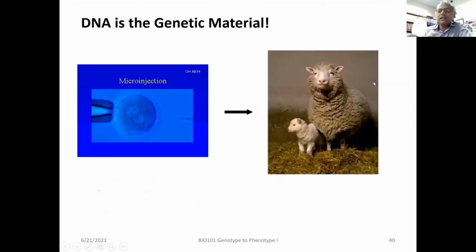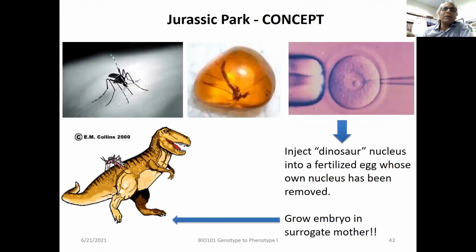I'm always there. This is about DNA, the genetic material, and so on. This is about Dolly, the sheep which was cloned, and even Jurassic Park. You have seen the movie. This is just to create some fun, but let's leave it.